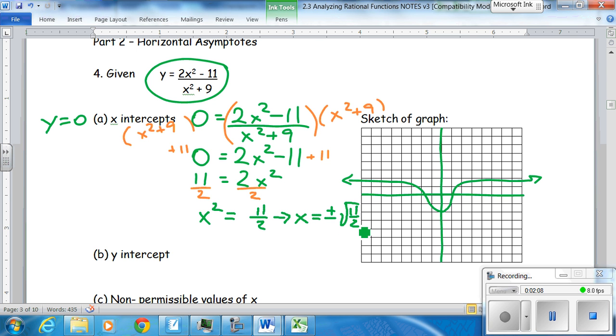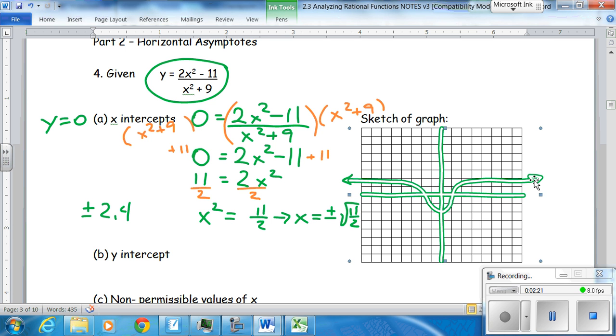Now if you're lazy, that's plus or minus 2.4. You can read that off your graph, if of course I drew my graph slightly better. Let me fix that. 2.4 is there, 2.4 is there. My bad.